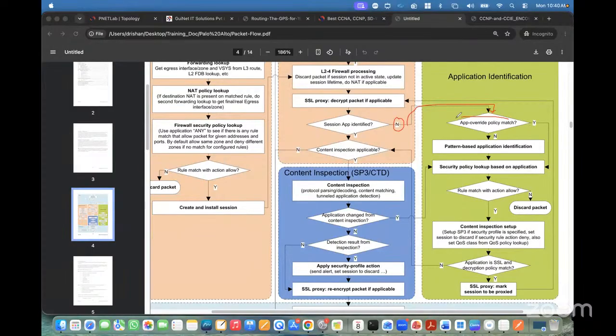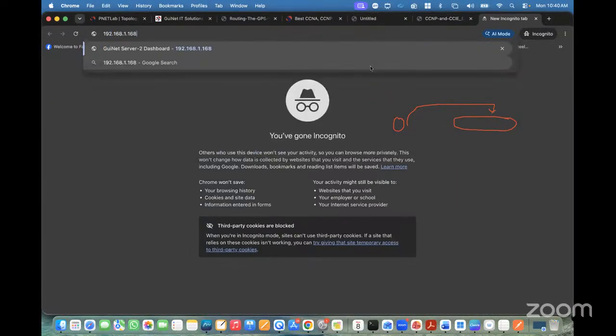And there is one term it will check. Sometimes in the Palo Alto Firewall we say, hey, you don't have to do any kind of application check. Let me log in to one of the Palo Alto Firewalls and I will show you. That is known as the application override.